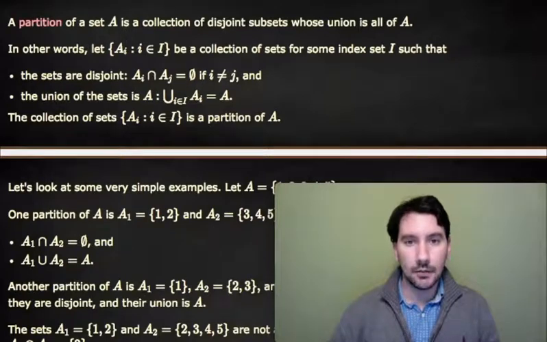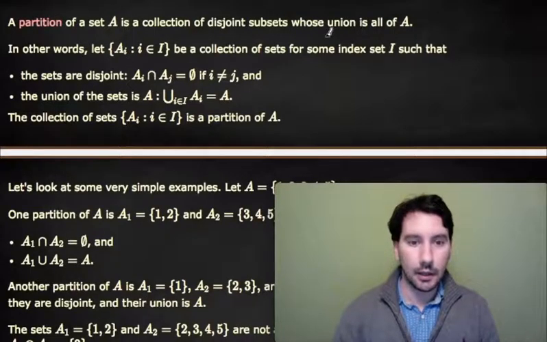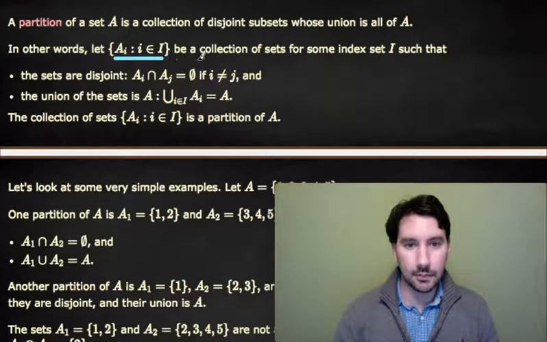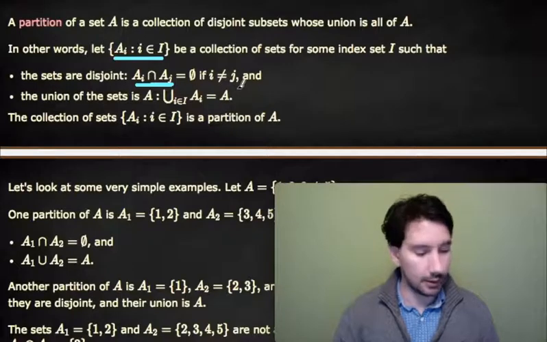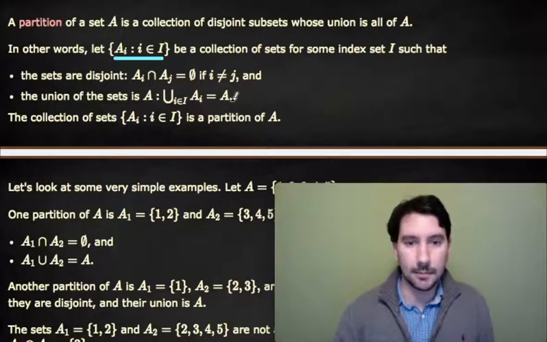A partition of a set A is a collection of disjoint subsets of A that make up the entire set A. In other words, we have a collection of sets A_i indexed over some index set capital I, such that A_i intersect A_j is empty if i does not equal j. So in other words, any two sets do not intersect. And the union over all i in I of A_i is the entire set A.